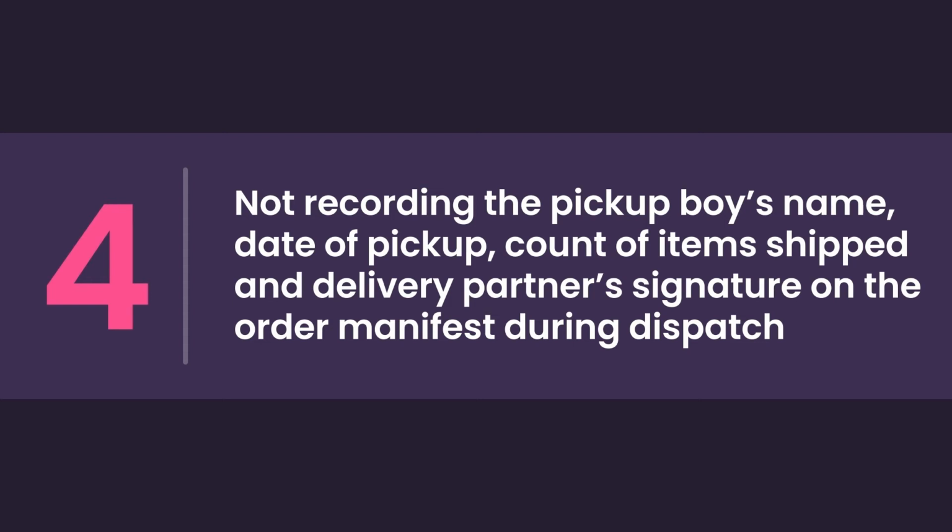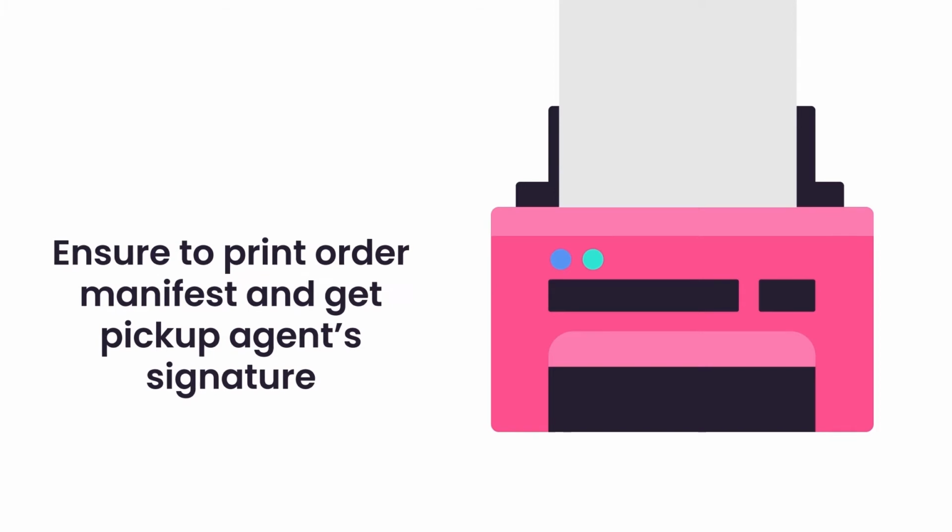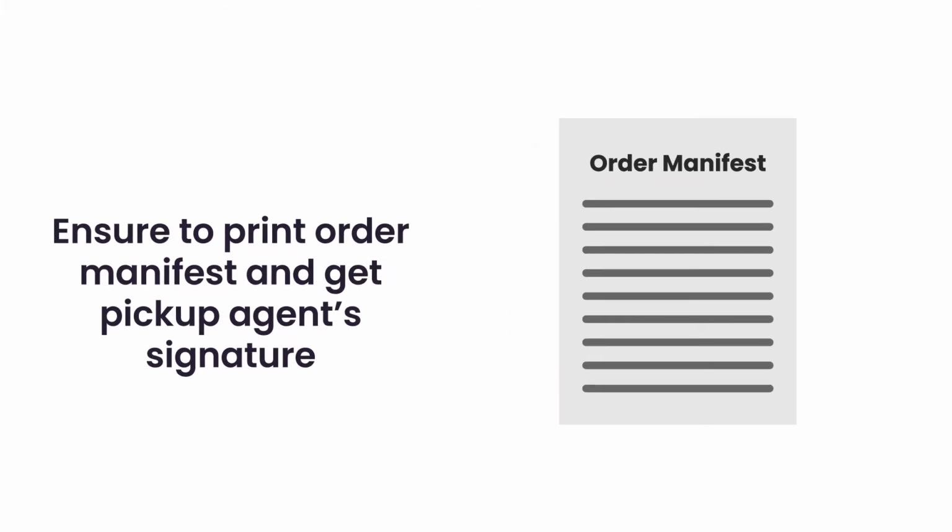4. Not recording the pickup boy's name, date of pickup, count of items shipped, and delivery partner's signature on the order manifest during dispatch. The order manifest is the only proof of shipment handovers to pickup agents. A common mistake that creates problems when disputes occur in the shipping or scanning process is not printing the shipping manifest to take a pickup agent's signature.